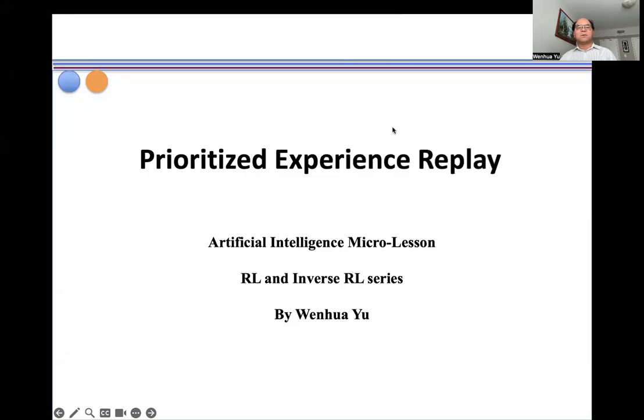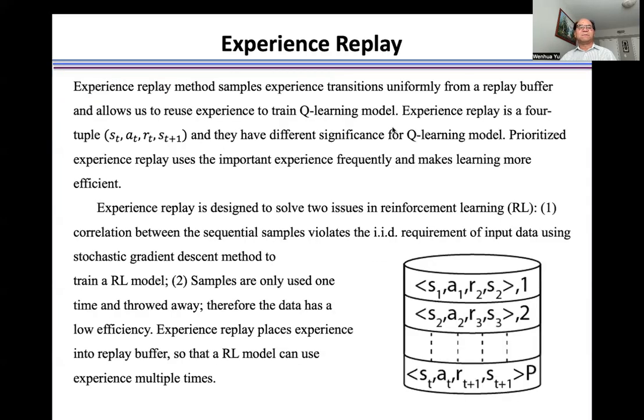Now I introduce prioritized experience replay. When we use sequential samples or episodic samples to train a reinforcement learning model, we have two issues. First one is a correlation between the sequential samples, because it violates the IID requirement of the input data when using the stochastic gradient descent method. Second, we use the samples only one time and throw them away. It's not data efficient.